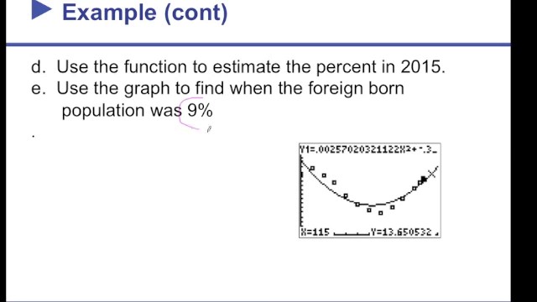In our graph, when was the foreign-born population 9%? 32 for years after 1900 would be 1932, and 93 would be 1993. Those are the times when we would have a 9% foreign-born population.